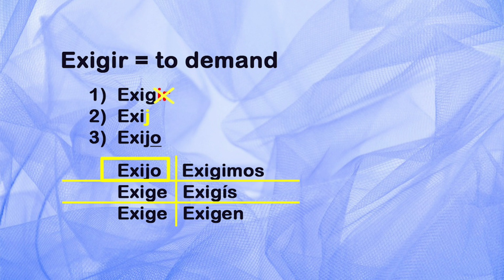Exigir is only irregular in the yo form. The other forms of exigir are regular. They are conjugated the same as regular IR verbs.